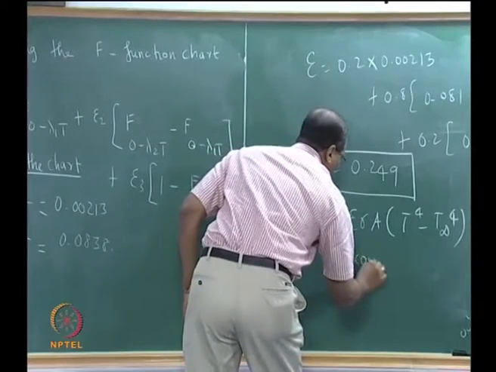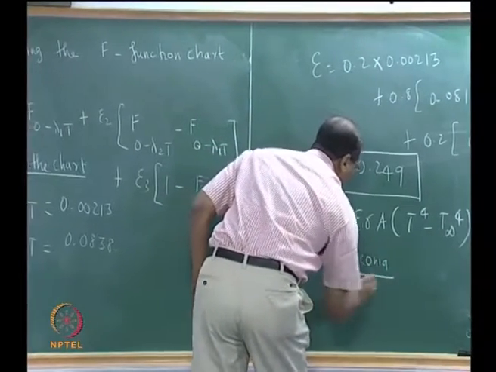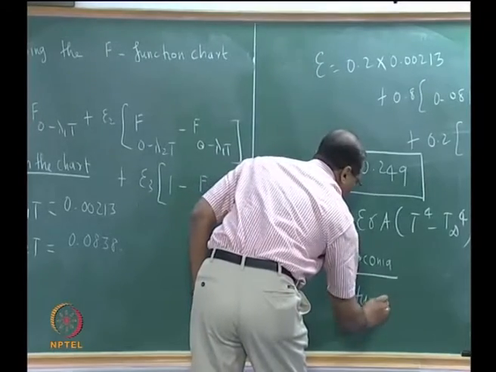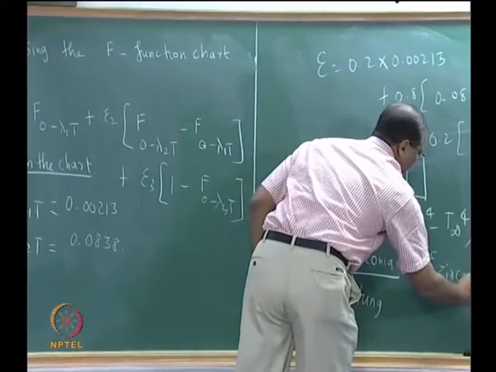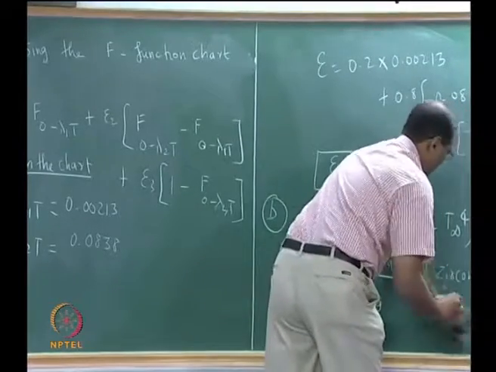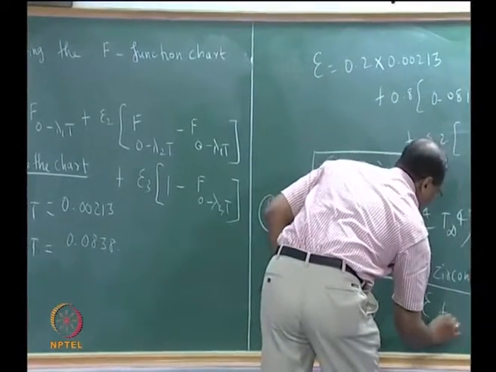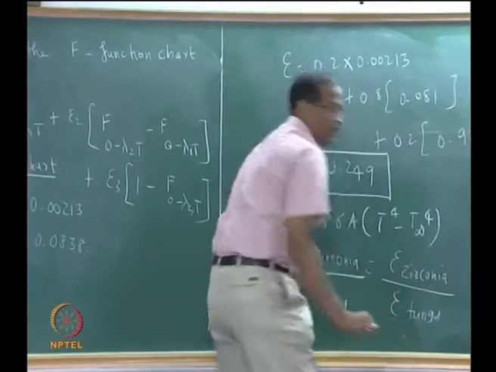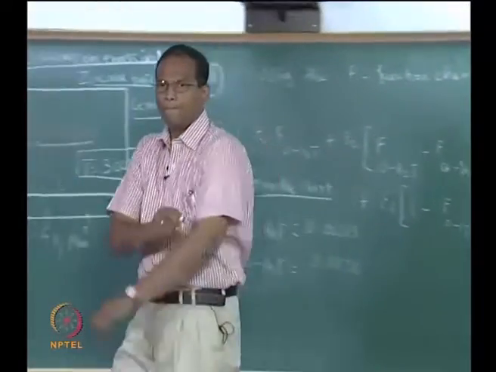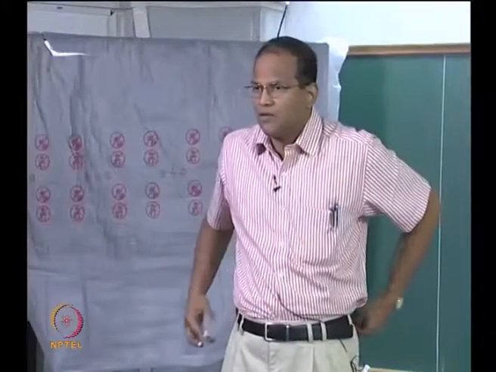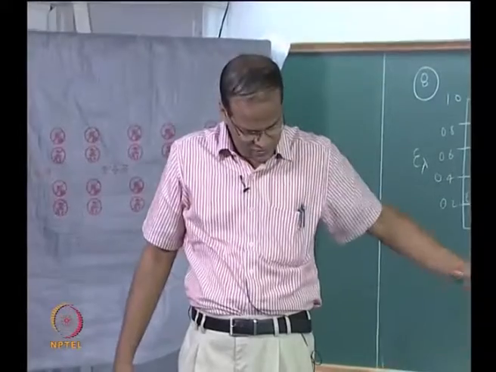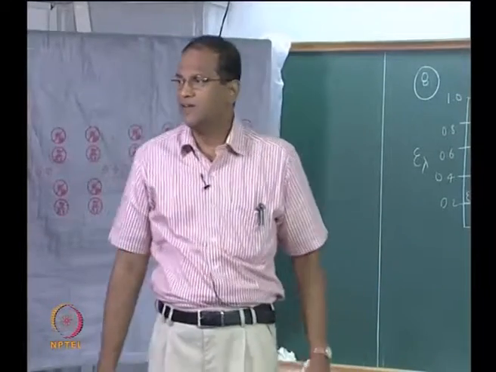Fine. Now, therefore, Q zirconia by Q tungsten. What is the emissivity of the tungsten? So how much is this? 0.7. Okay.